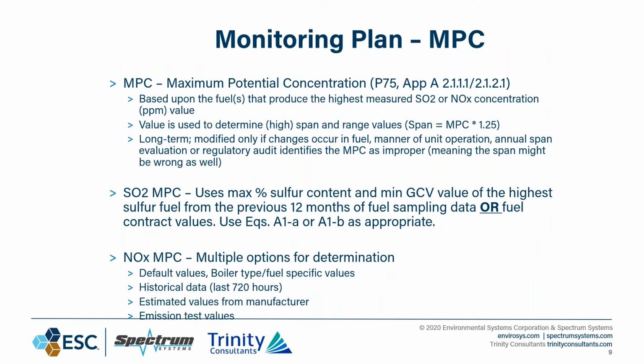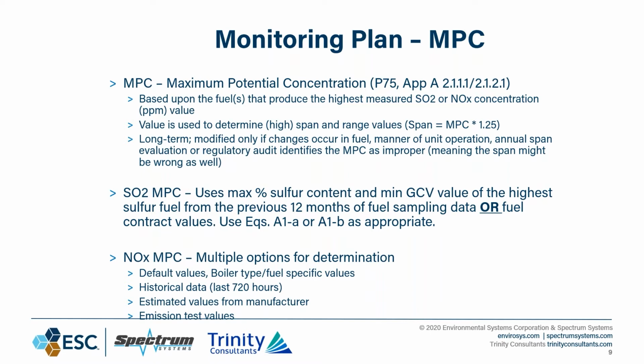So let's dig in. Your maximum potential concentration, covered under Appendix A in Part 75. Your maximum potential concentration is based upon the fuels that produce the highest measured concentration of SOx or NOx. This is also the same value that is used to determine your span and range values on your instruments. And it's meant to be a long-term kind of value.